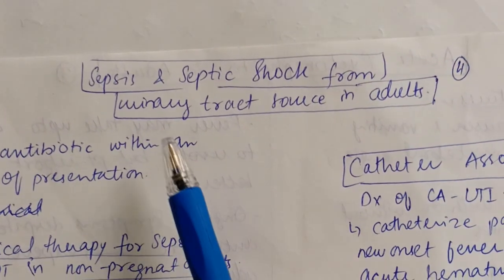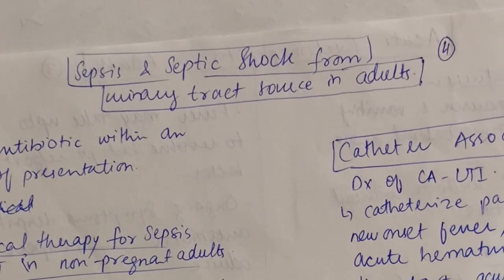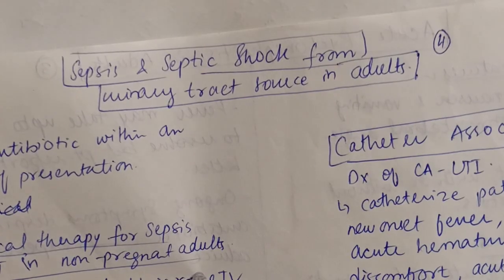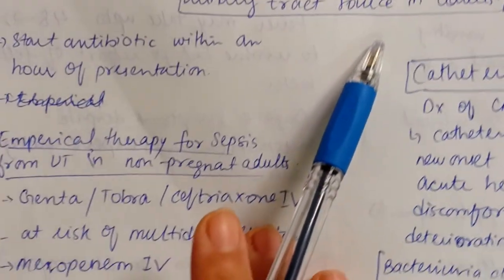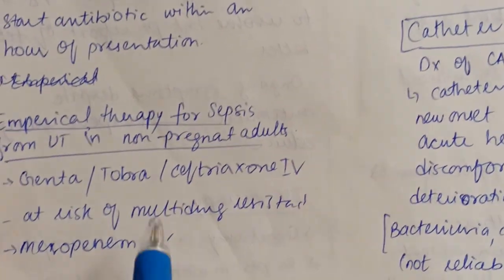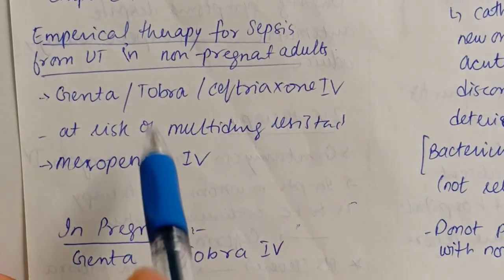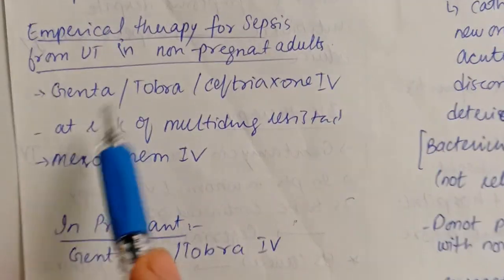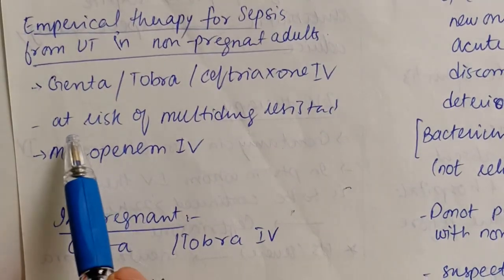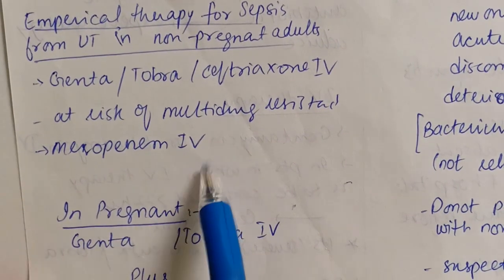Now, if the patient has sepsis and septic shock, and you are suspecting that the source is the urinary tract, and the patient has a urinary tract infection that led to sepsis and septic shock, what would be the management? We are going to start the antibiotic within an hour of presentation of sepsis or septic shock. And empirical therapy for sepsis from the urinary tract in non-pregnant adults would be gentamicin or tobramycin or IV ceftriaxone. And if the patient is at risk of multi-drug resistance, we are going to give meropenem IV.